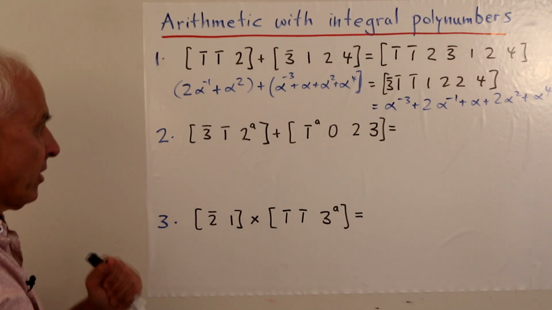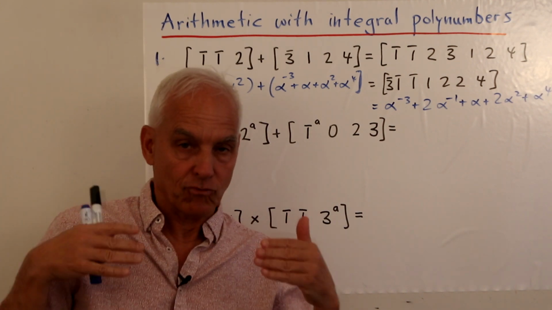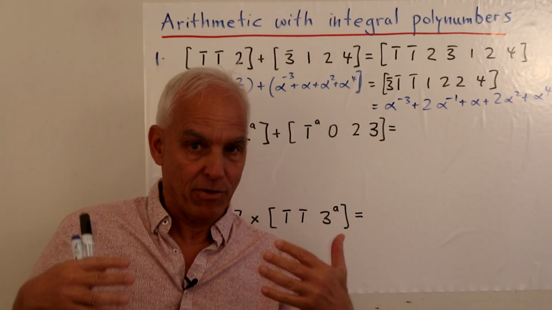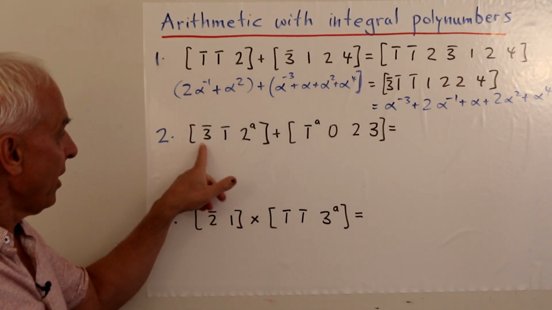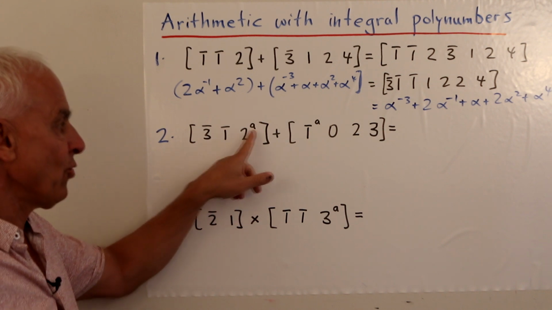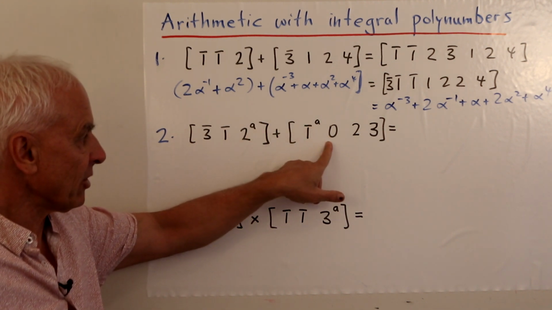Okay, here's another example, a little bit more sophisticated now because we're going to combine these two rows of negative numbers in slightly different ways. Have a look at this thing here. 3 bar, 1 bar, 2 ante. 1 bar ante, 0, 2, 3.